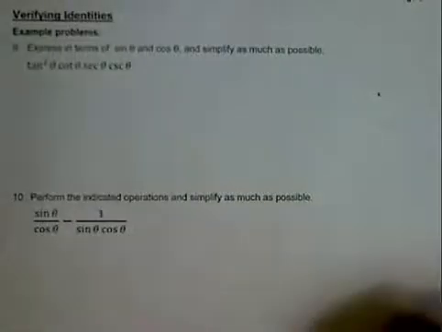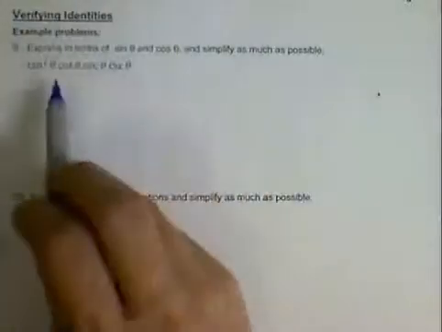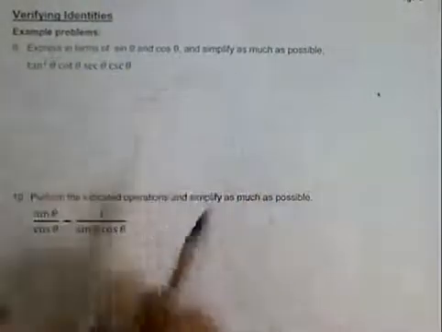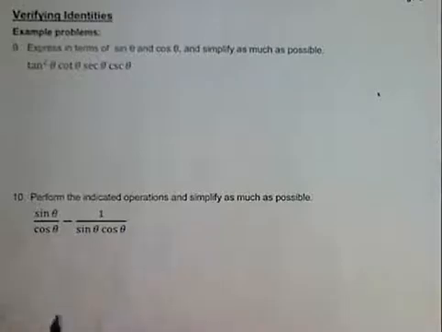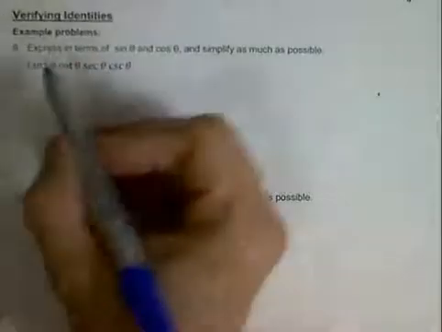Let's look at some problems where we're verifying identities. In some of these, we're just going to do parts of that. In number 9, all we're wanting to do here is put this expression in terms of sine and cosine and then simplify as much as we can. For these, you're going to use the reciprocal identities and the quotient identities.